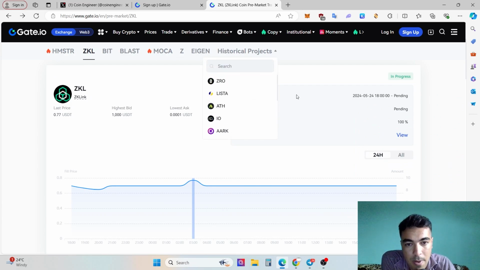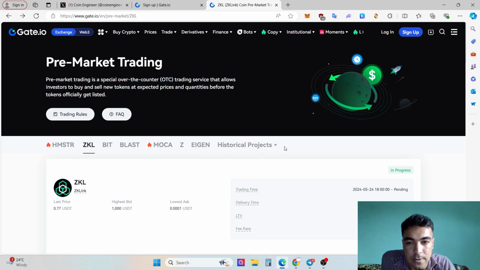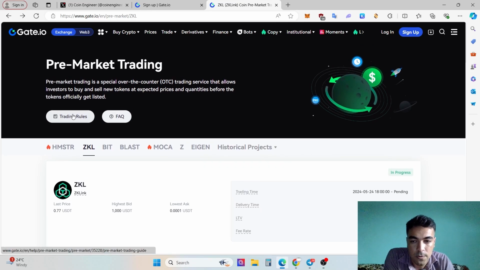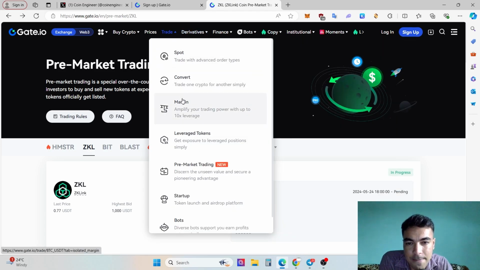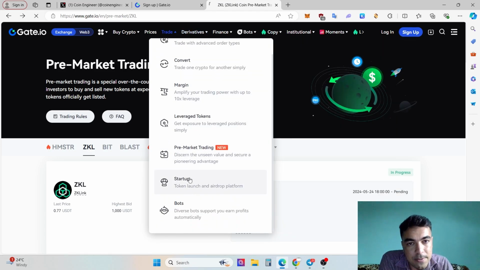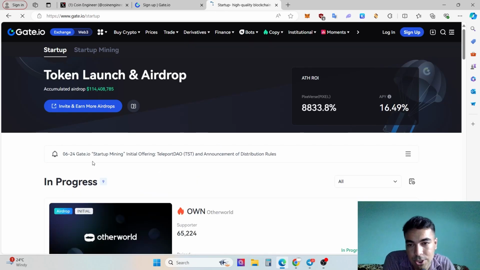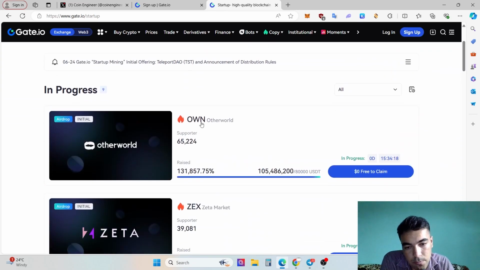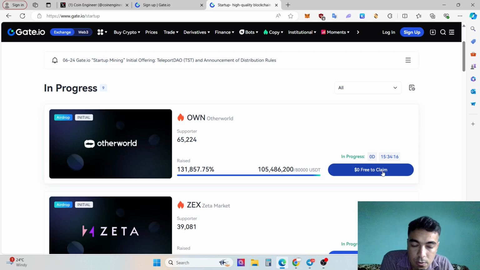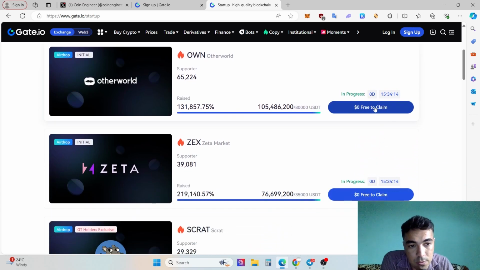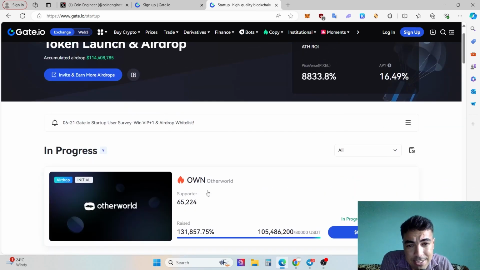And take a look at some others from the historical project side. If you don't know about trading rules, you can take a look at the frequently asked questions here. Yes. Next, Pre-market startup. Yes, startup is one of the crucial things. Token launch and airdrop. You can get your token by claiming it as an airdrop.